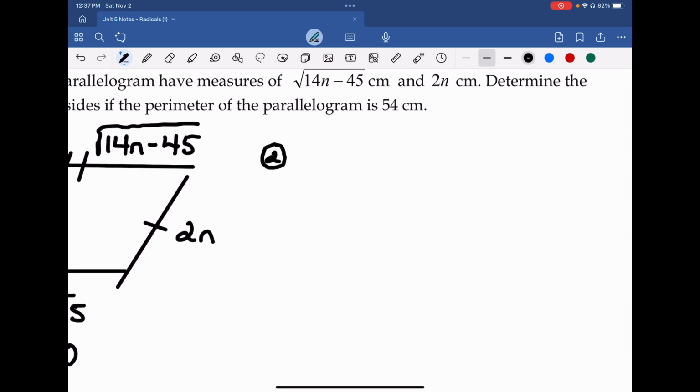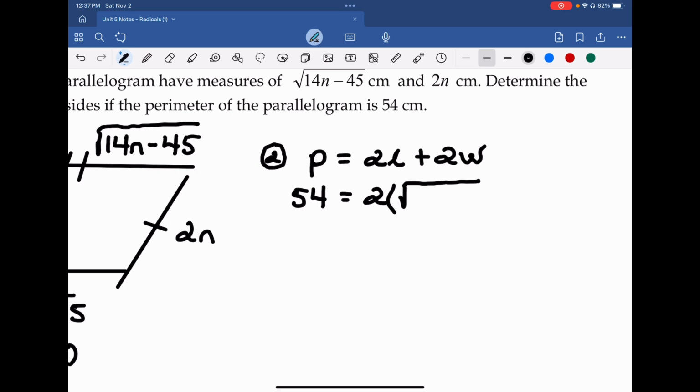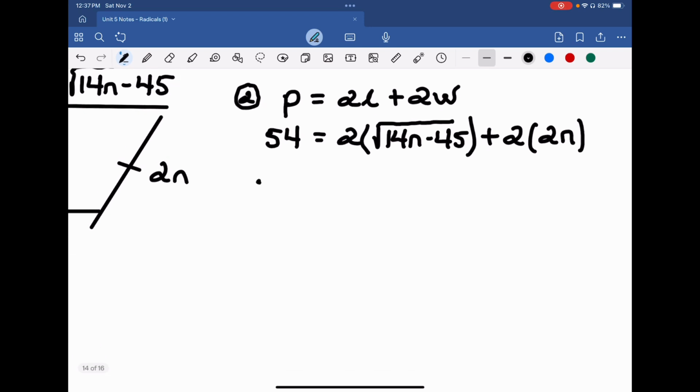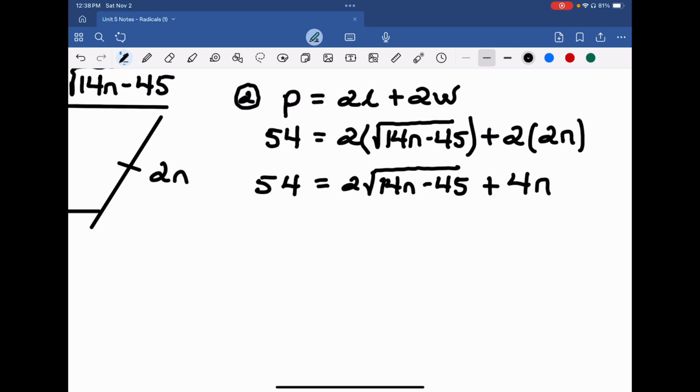So for step number 2, I'm going to say, well, the perimeter of any shape is always the outsides all added together, or the outside lengths added together. They told us the perimeter was 54. Our length in this case is the square root of 14n minus 45, I almost forget to put the 45 every time there, plus 2 times the 2n, which is our other 2 lengths. Now when I expand this out, I get 54, which is equal to 2 times the square root of 14n minus 45, then plus 4n here.